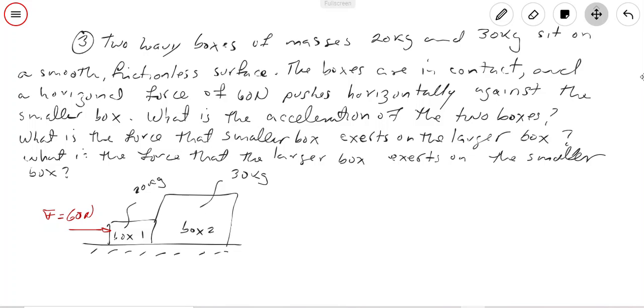So we have the representation of the two boxes resting on a frictionless surface, and a force of 60 newtons applied over box 1, which is the box of 20 kilograms.